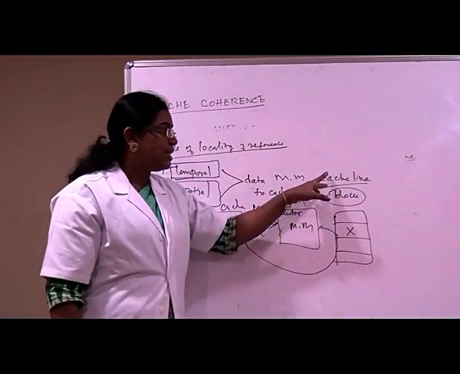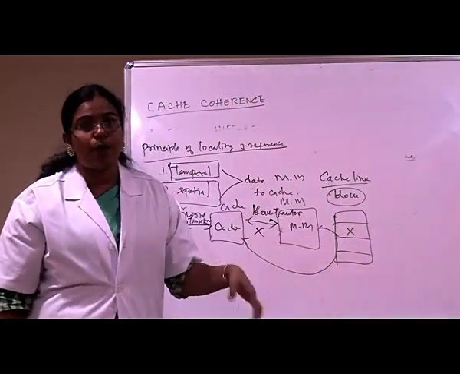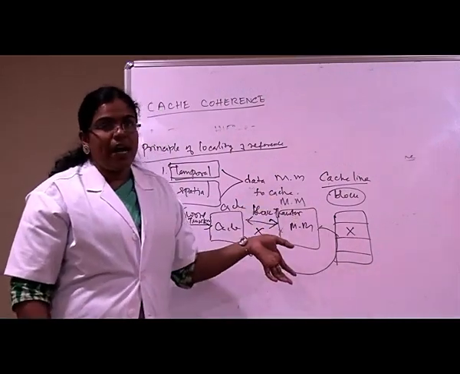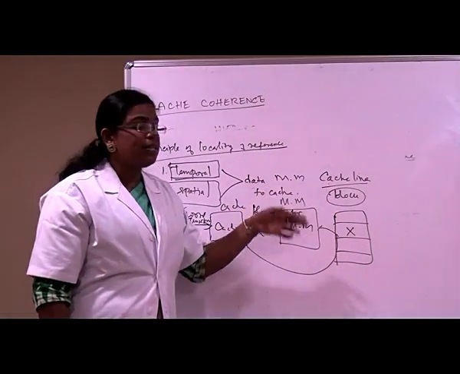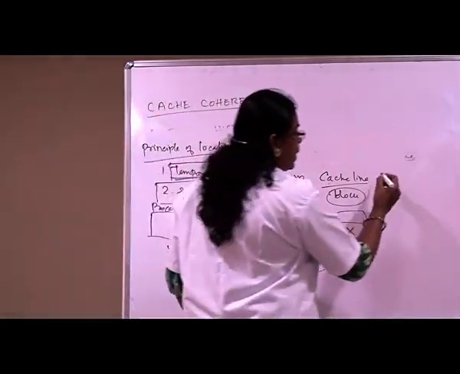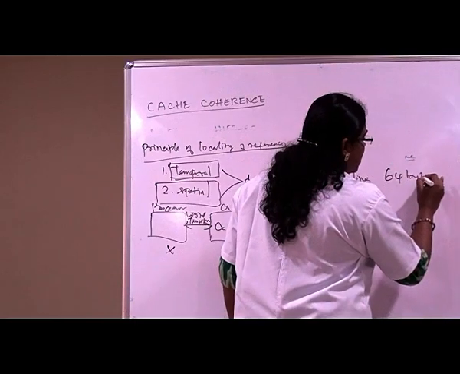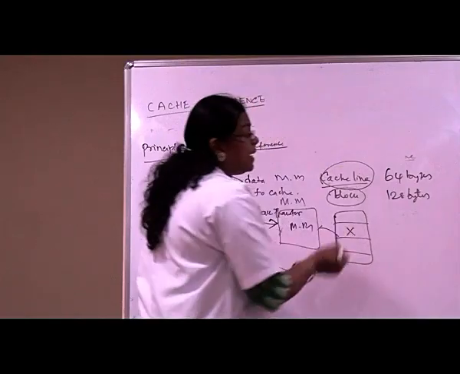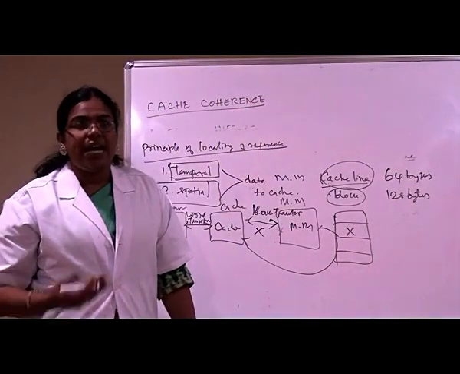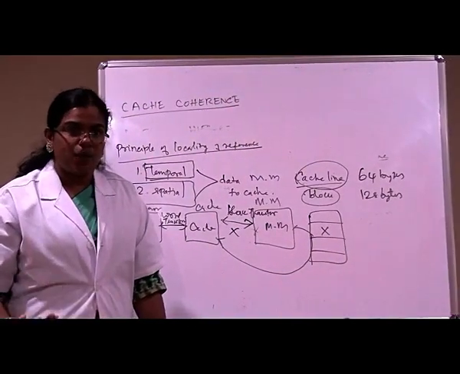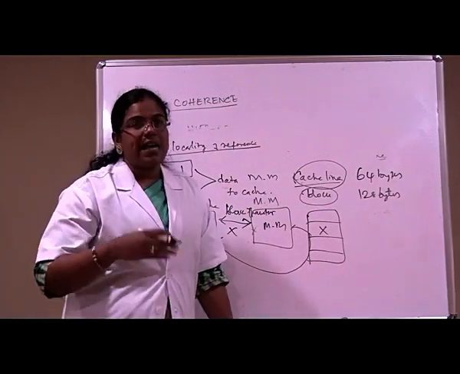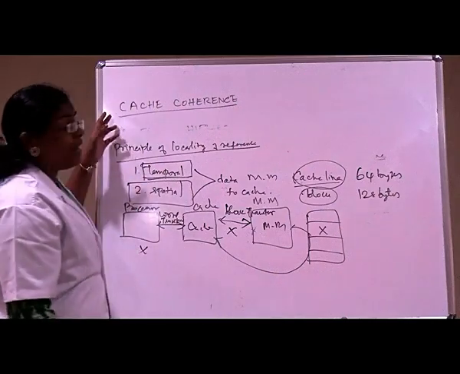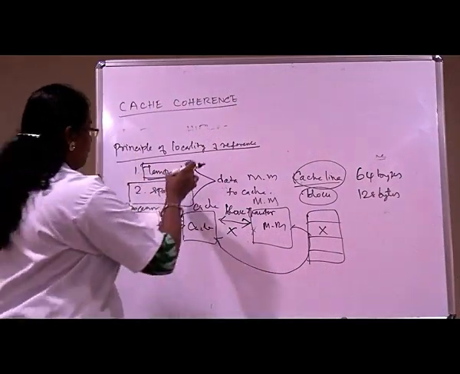I told you that there is a cache line. Whenever data is brought from the main memory to the cache, it will be brought in the form of a block. That cache block is of some size. Sometimes it will be 64 bytes, sometimes it will be 128 bytes. So the size of the cache line depends upon the processor that we use. It varies from one processor to another processor. So this is how the cache actually works. Now we are going to see the problem of cache coherence in detail.